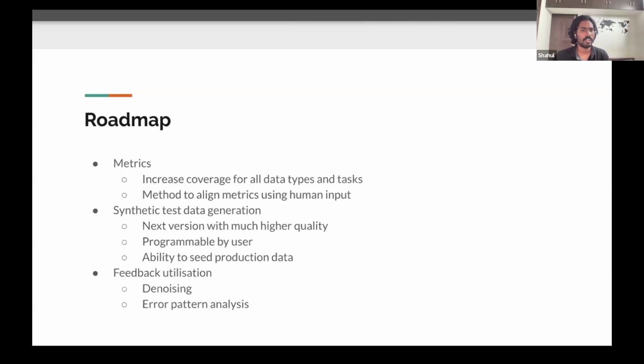Up next, I'm just sharing some of the roadmap that Ragas has for the next 3 months, which we will also release on our GitHub early next week. This is just an early bird's eye view. Regarding metrics, we are trying to increase the coverage of metrics to more data types and tasks. Currently, we do not support code and SQL kind of RAG metrics.